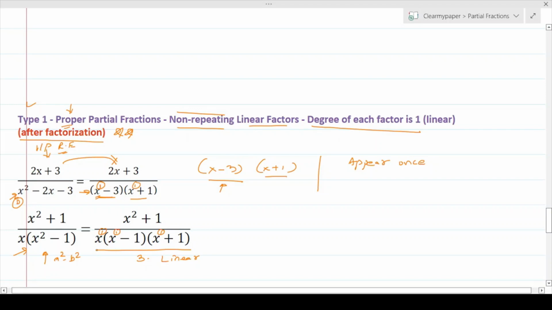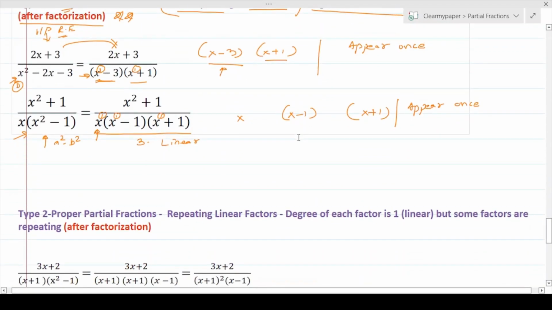You have this factor x appearing only once. We have x minus 1 appearing only once, and we have x plus 1 appearing once. So none of these factors are repeating, they are non-repeating, and they are linear. This kind of example belongs to type 1 partial fractions, or proper partial fractions, categorized as non-repeating linear factors. Okay, let's jump to type 2.